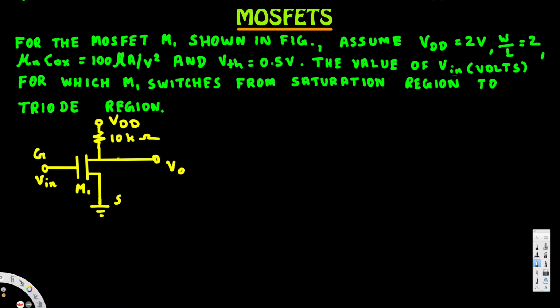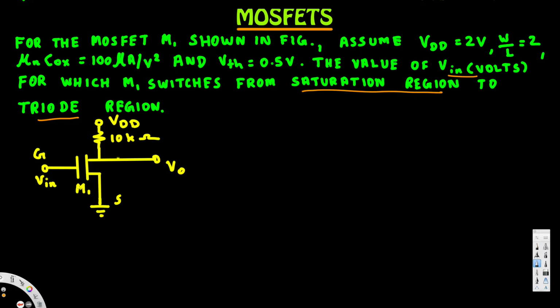Okay, here the question is asking for the V in volts where the MOSFET M1 switches from saturation region to triode region. Triode region is nothing but linear region. Now we have to know which V input is going to change this MOSFET from saturation to linear region. Now let's look at the diagram.